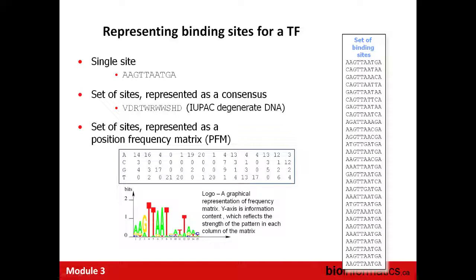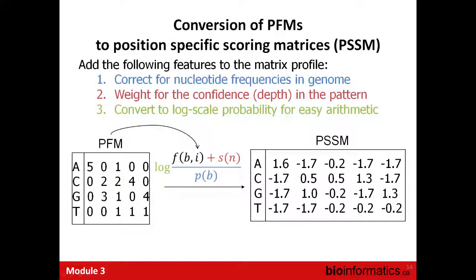The way we actually represent these PFMs for computational tools that will identify transcription factor binding sites is with a slight change. So we convert them to what's known as a position-specific scoring matrix, which is PSSM, or frequently people call these a position weight matrix, or PWM instead. So to get one of those, you start with the PFM, and you have to correct for the nucleotide frequencies in the genome.